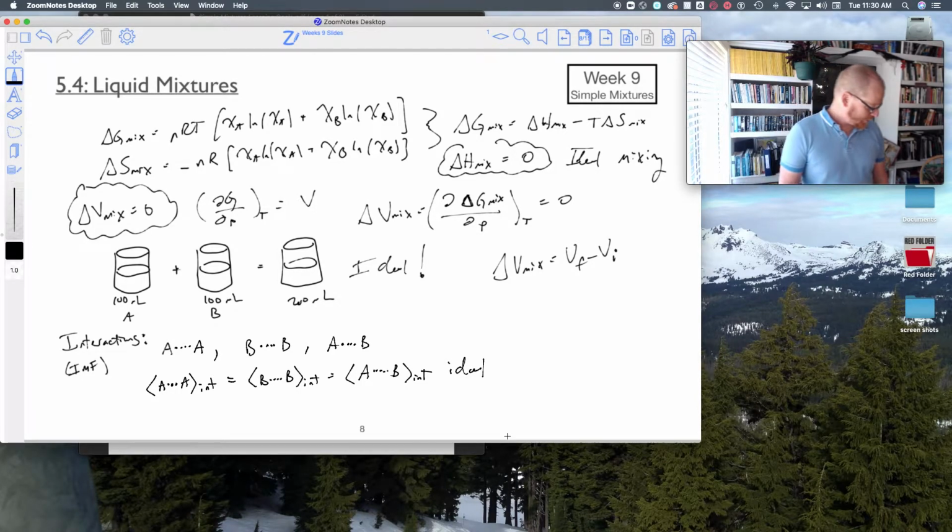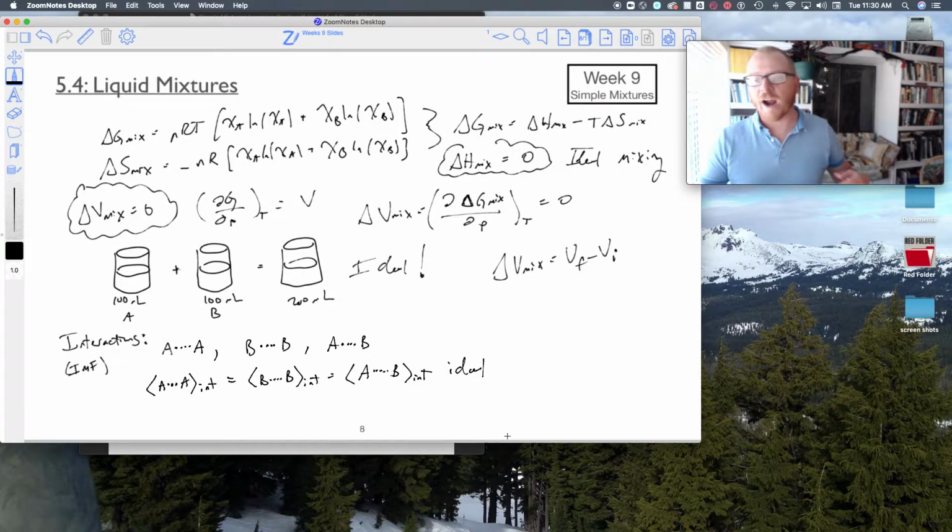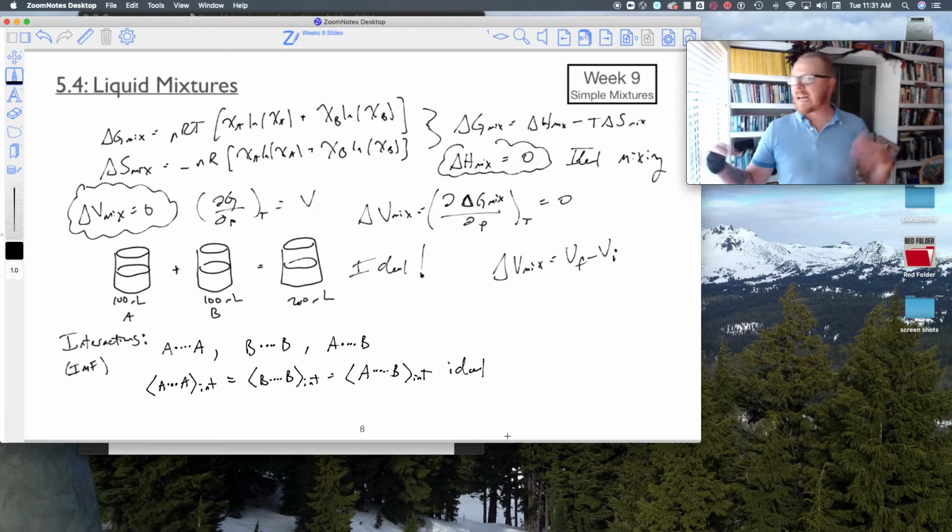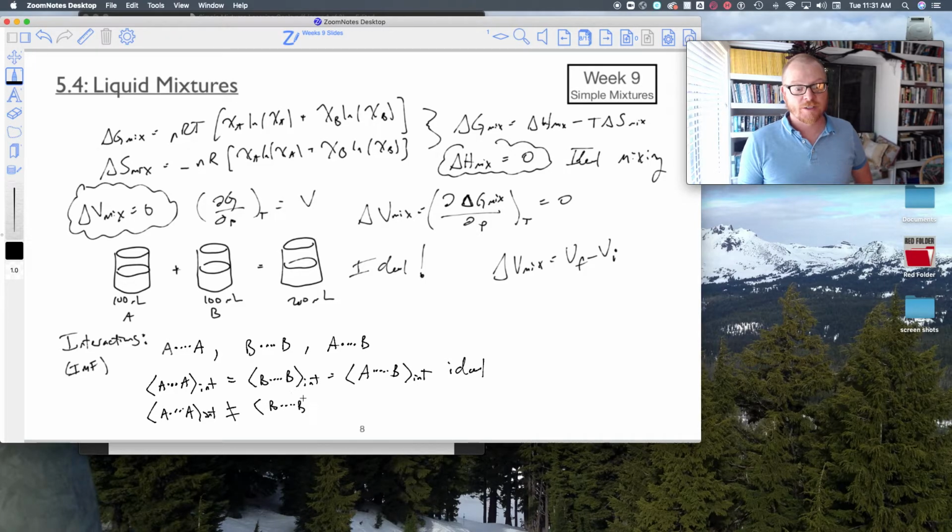So the solution becomes non-ideal, or a real solution, or an ideal dilute solution, however you want to think of it, if the following happens. If the average A interaction is not at all similar to the average B interaction, which then of course would not be at all similar to the average AB interaction.